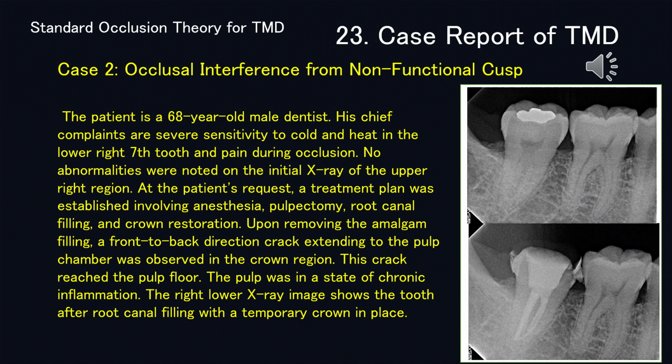At the patient's request, a treatment plan was established involving anesthesia, pulpectomy, root canal filling, and crown restoration. Upon removing the amalgam filling, a front-to-back direction crack extending to the pulp chamber was observed in the crown region. This crack reached the pulp floor. The pulp was in a state of chronic inflammation. The right lower X-ray image shows the tooth after root canal filling with a temporary crown in place.